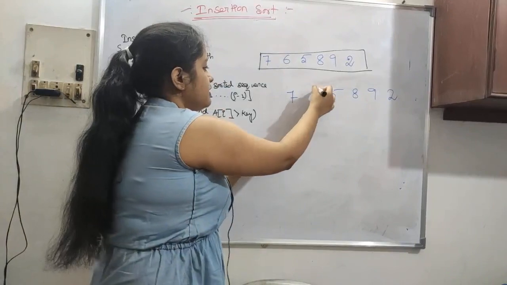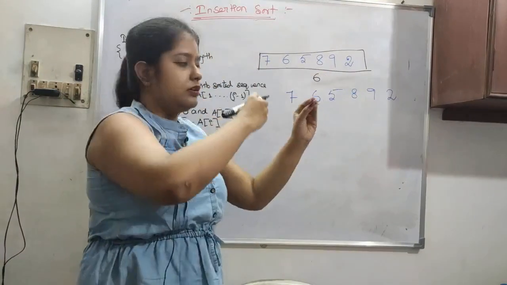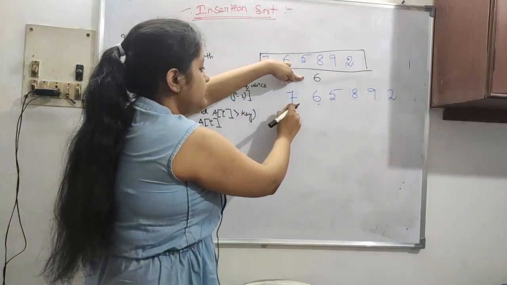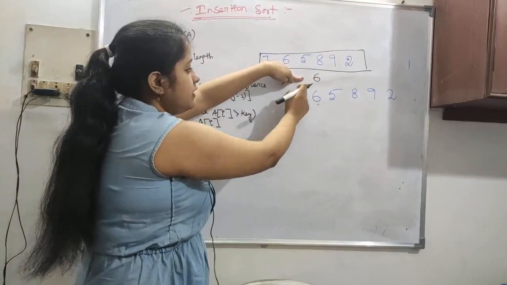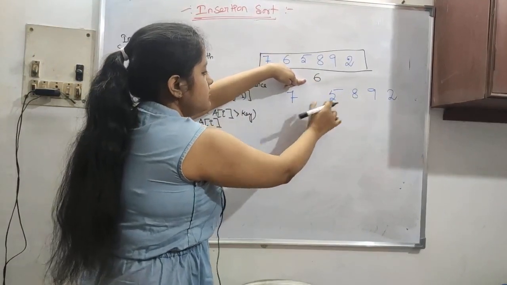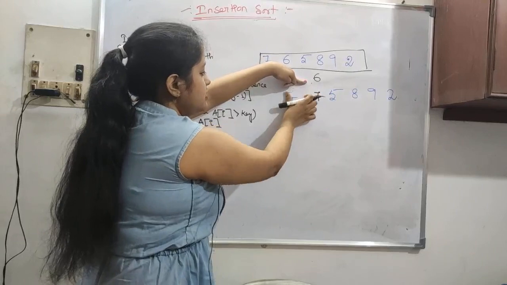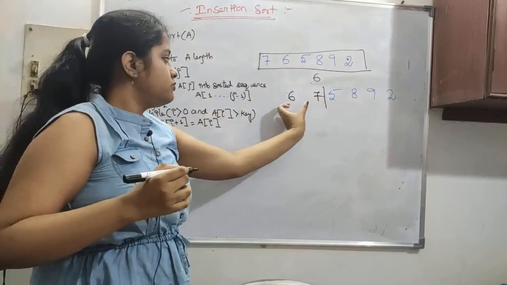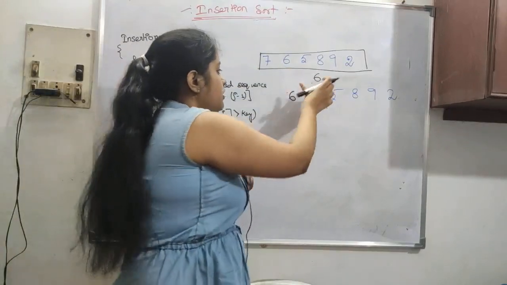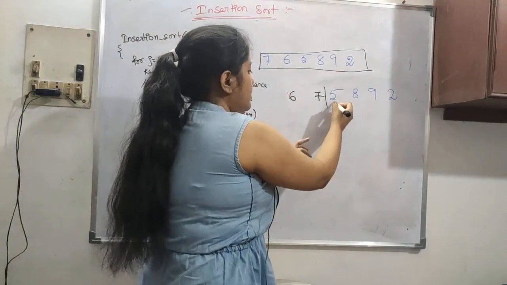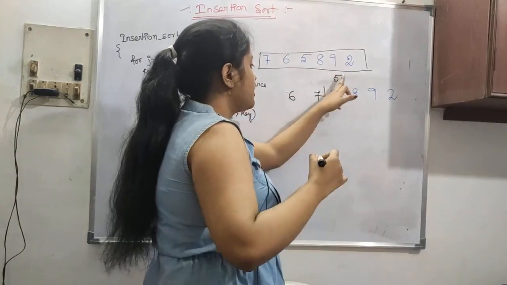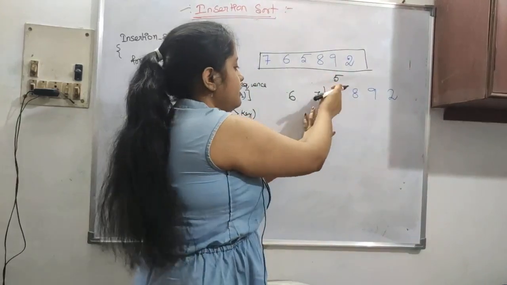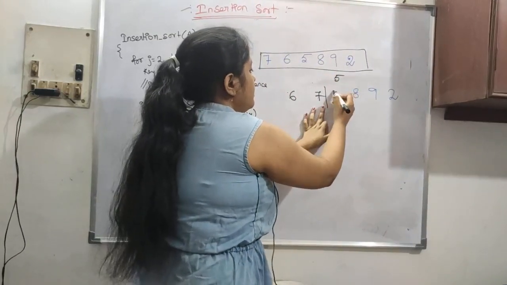Our second element is 6. Let's say 6 is taken up, and now compare with 7, the previous element. 7 is greater than 6, so 7 is overwritten here and 6 comes here. Now up till this, the two elements are sorted in ascending order. Now our next element is 5, so 5 is picked up, and we compare with 7. 7 is greater than 5, so 5 is swapped with 7.